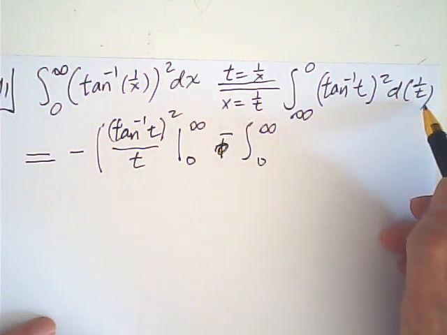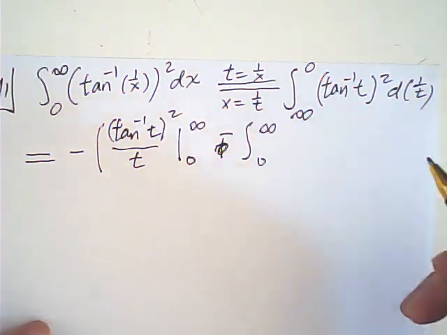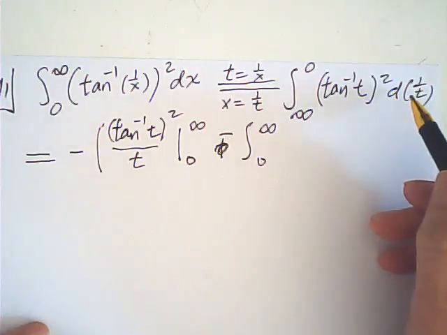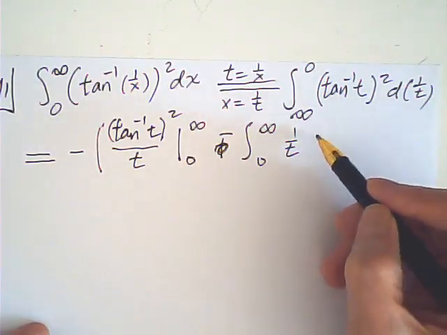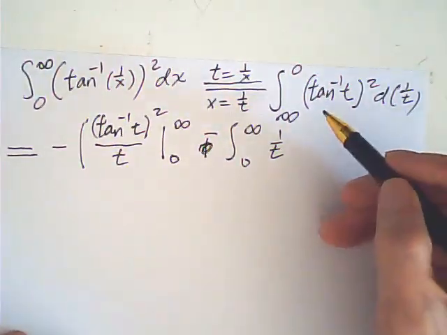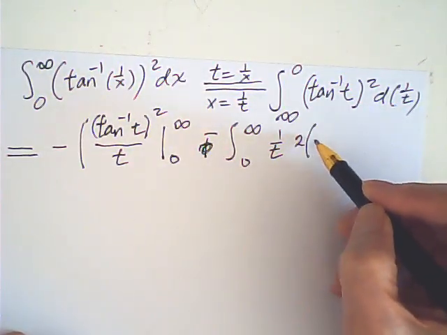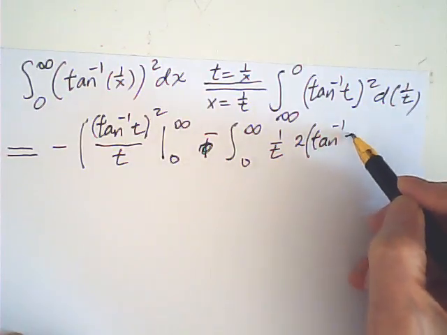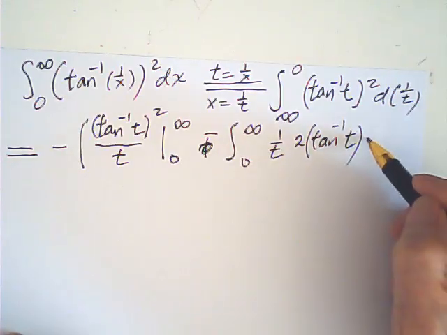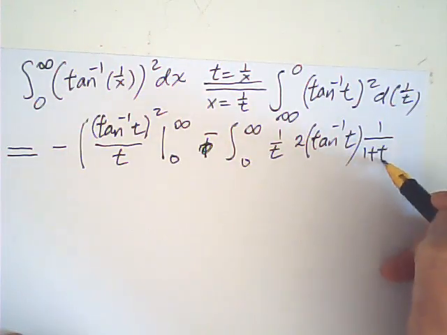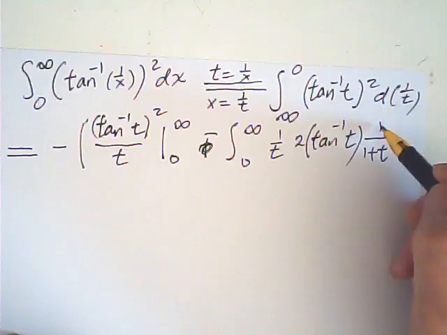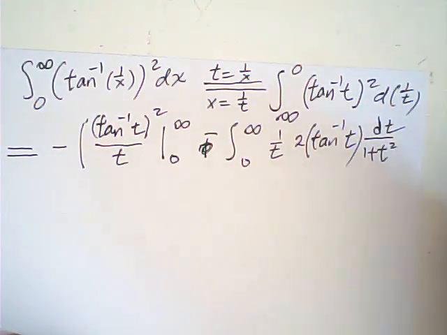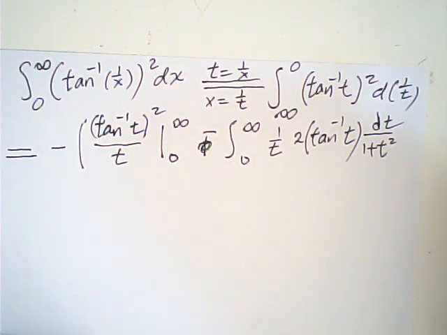v is 1 over x. Du is the derivative of this one with respect to t. So this is 2 arctangent t and the chain rule, and then dt.